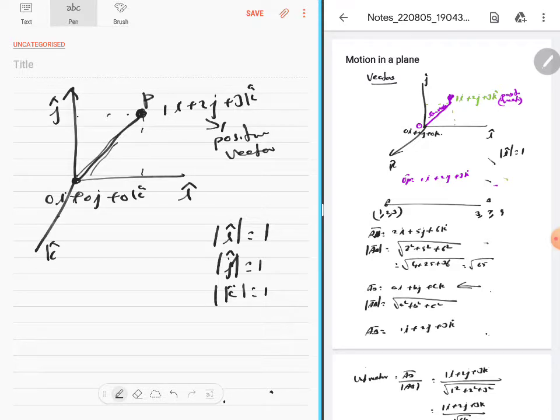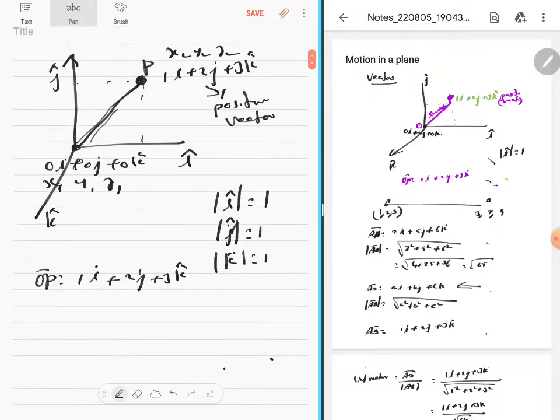And this is called the line vector. Joining O to P, the OP vector is the line vector. Supposing this is x1, y1, z1 and this is x2, y2, z2, it is x2 minus x1 into i plus y2 minus y1 into j plus z2 minus z1 into k. So it's 1 minus 0 into i plus 2 minus 0 into j plus 3 minus 0 into k, which turns out to be 1i plus 2j plus 3k.